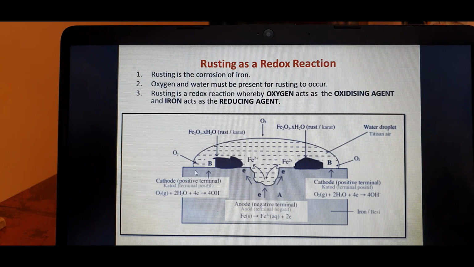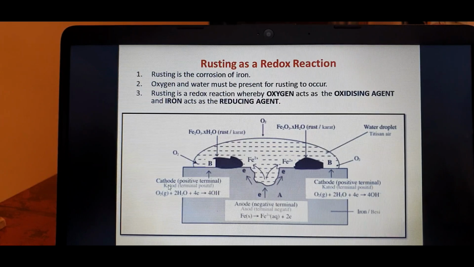Can you see the edges of the water droplet? Here you have a lot of oxygen dissolved in the water. So the oxygen that has dissolved in the water gains the electrons to form hydroxide. This happens at the edges of the water droplet. Since it uses the electrons, this will be a positive terminal, known as a cathode. Is that okay until that part? What happens after this?